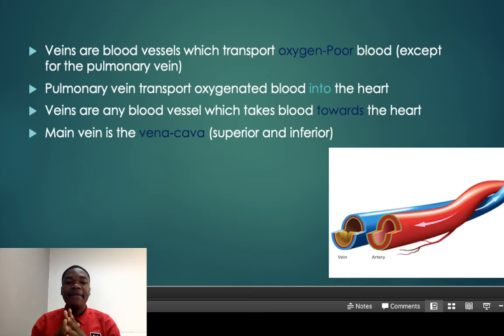Veins are any blood vessels which take blood towards the heart. So all the veins that are found in humans function to take blood towards the heart, into the heart. All the blood vessels which are transporting blood into the heart are veins. Then we have the main veins, which are the superior and the inferior vena cava. Those are the main veins which are found in the human heart.